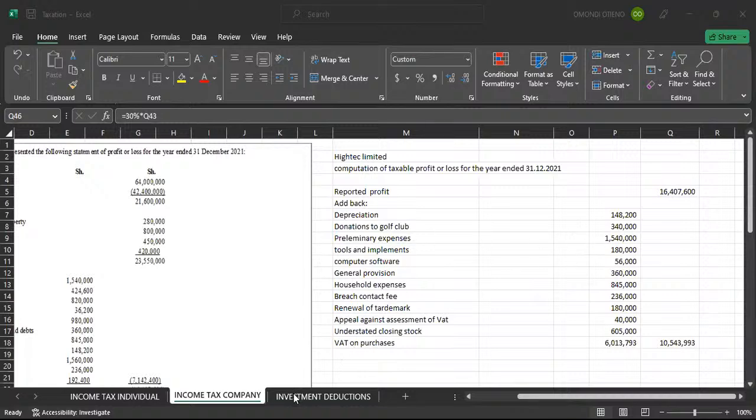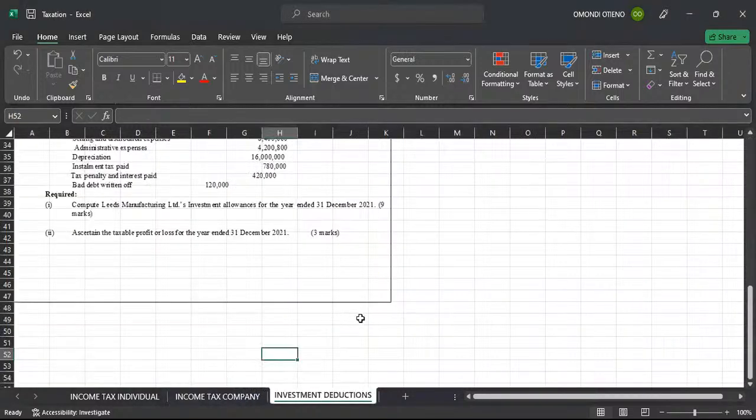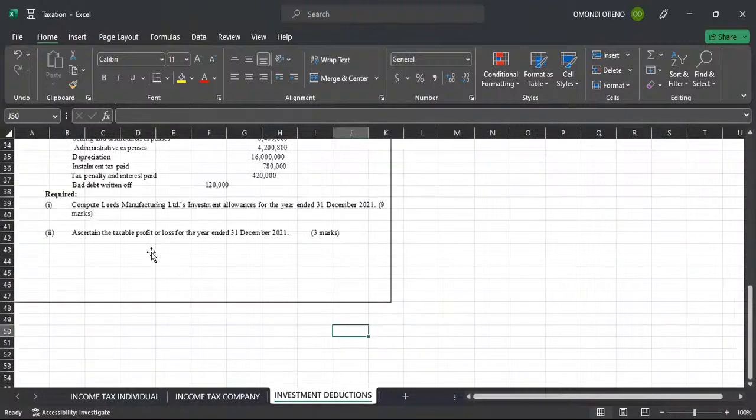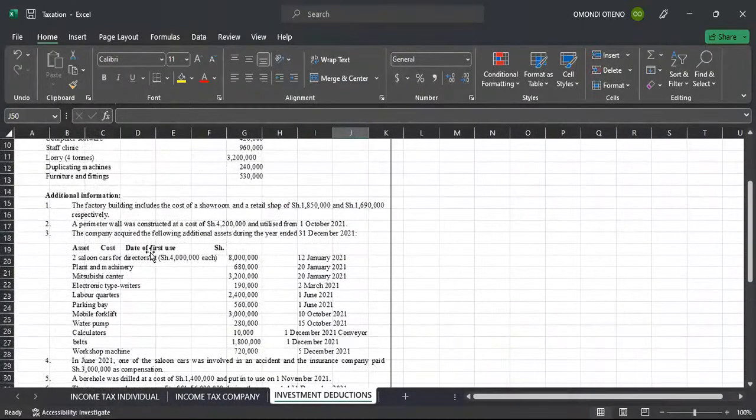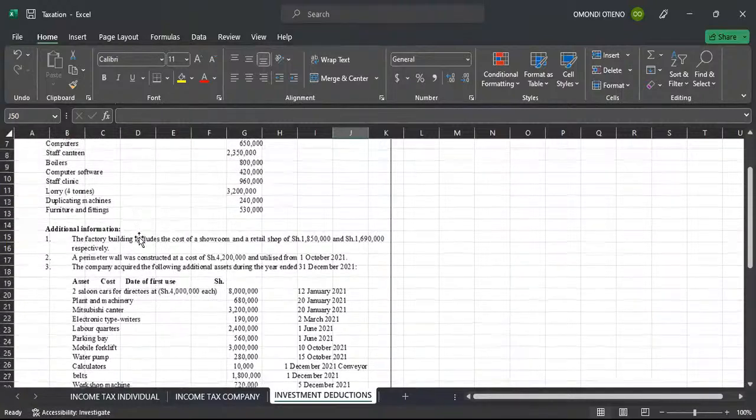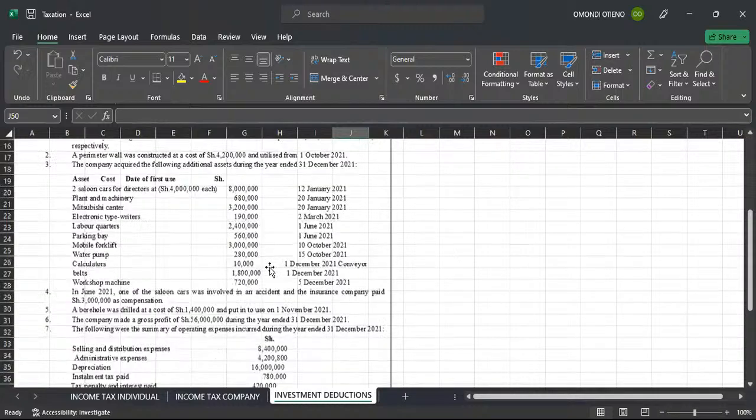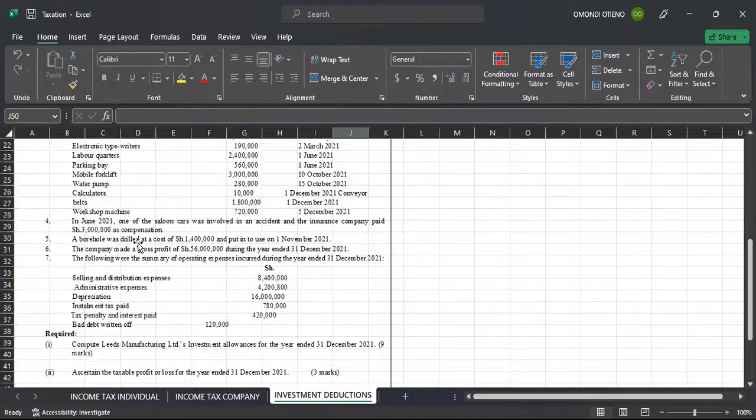So I believe we can end it at that point. So tomorrow we are going to look at the last thing, that is investment deduction, which we have tried. We've just touched on them in the few areas for the investment allowances. So we are going to look at a question that everything you are given there is going to revolve around the investment allowances. You have the non-current assets, that is factory building. We have land, processing machinery, power generator, the computers, the photocopying machines, tools and implements. Then at the end of the day, you are supposed to calculate the investment allowances.